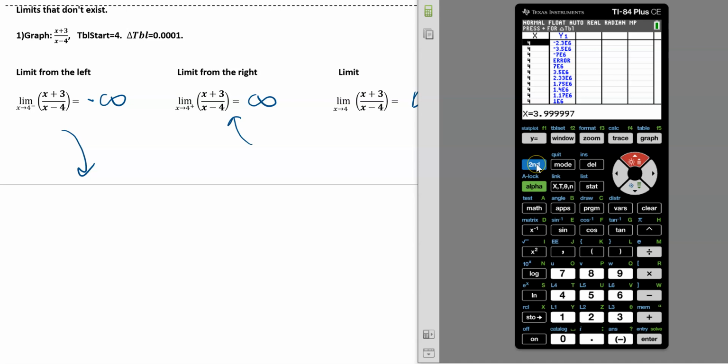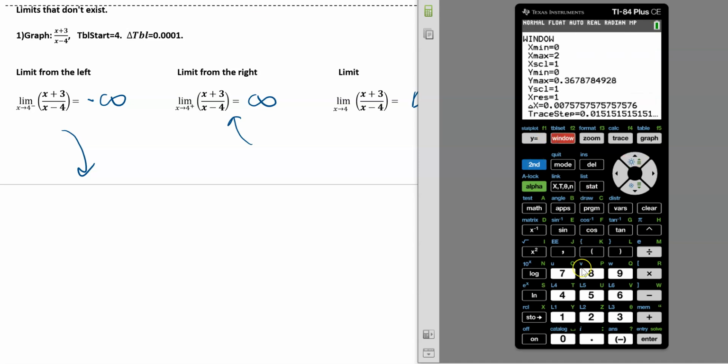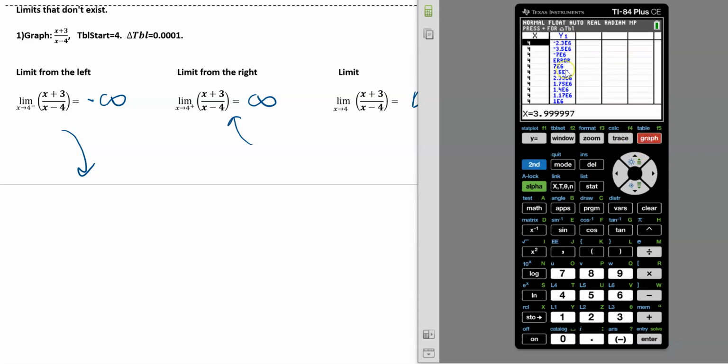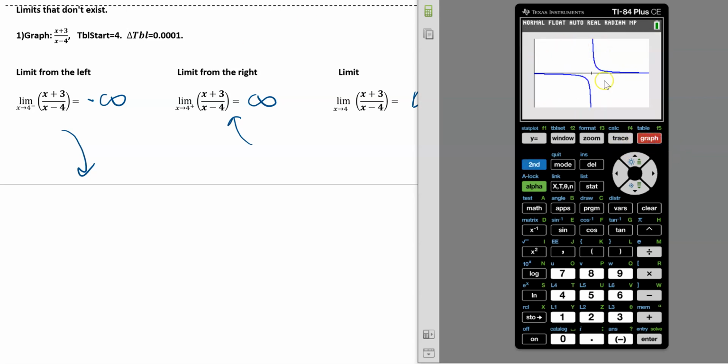And if we looked at it the way we did on the previous video by doing the window, we put something really, really close to 4, like 3.9, and then something on the other side of 4, like 4.1. And then we hit zoom fit. We'll see that graph. And see, coming in from the left, it's negative infinity. Coming in from the right, it's positive infinity. So our table is giving us that same picture as we get from the graph.